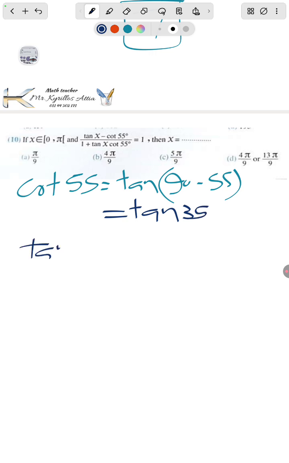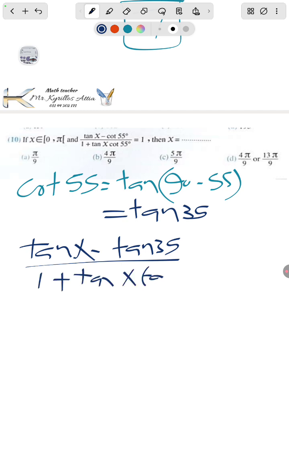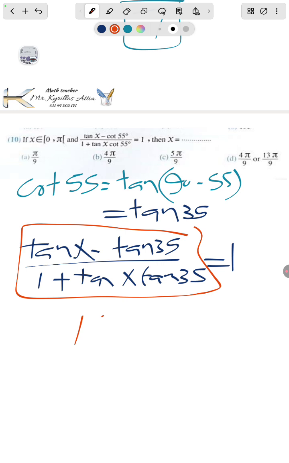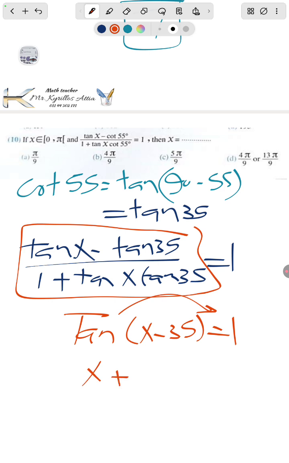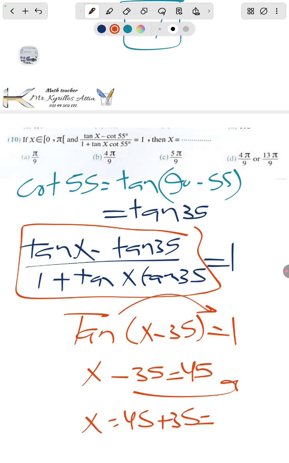Then tan x minus tan 35 over 1 plus tan x tan 35 is also equal to 1. And here we can write tan(x minus 35) equals 1. Shift tan inverse of 1, it will be equal to 45. So x minus 35 equals 45. Move 35 to the other side, so x equals 45 plus 35. It will be equal to 80.